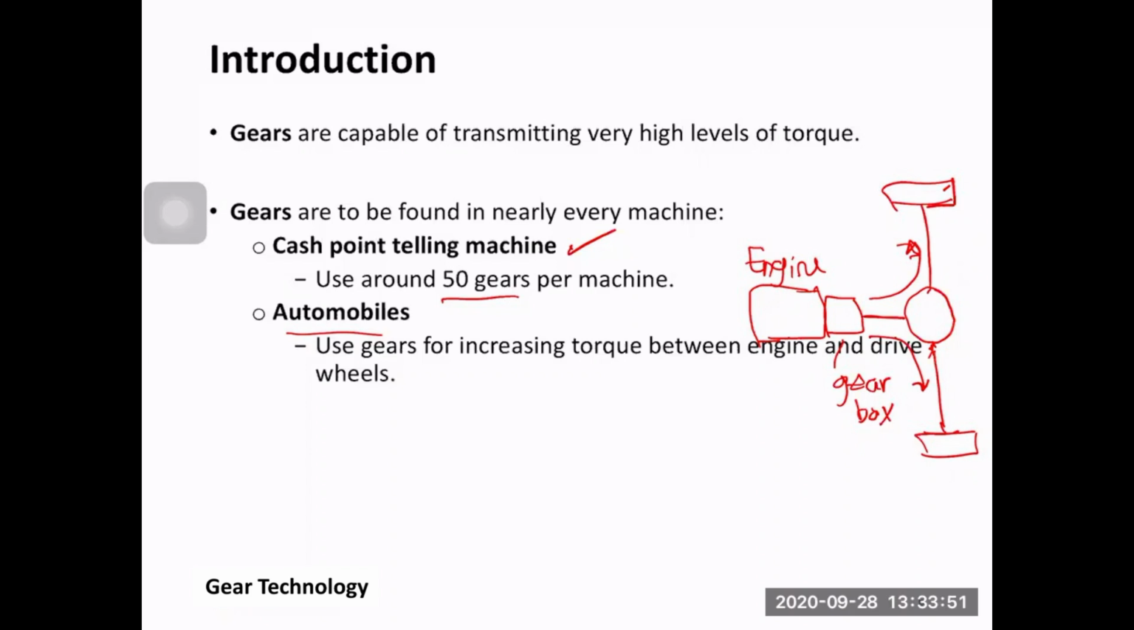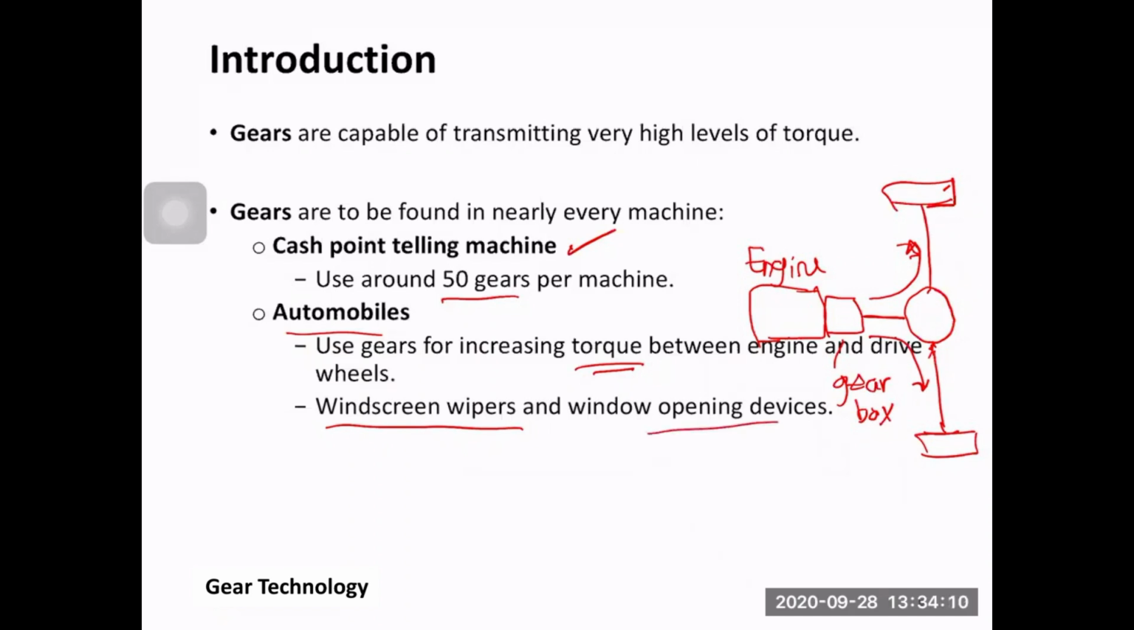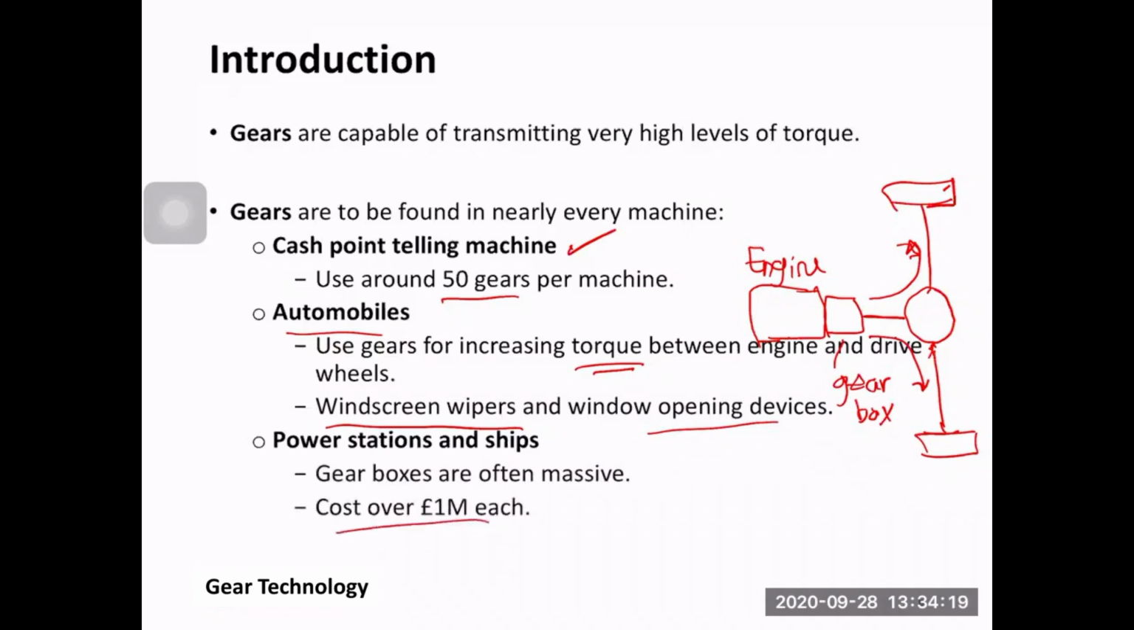So use gears for increasing torque, so you can increase the torque between the engine and the drive wheels. This is what I was talking about. Also, we can use it for windscreen wipers, these wipers that you use during winter, and also when you wind down or up your window, the glass window. Okay. The power stations and ships, for example, they have huge gearboxes and they are quite expensive. They can cost almost 1 million pounds, British pounds, for example.